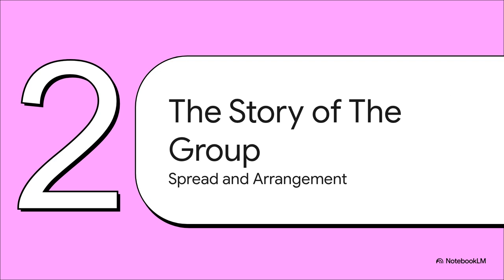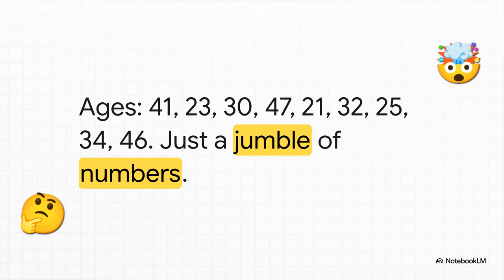Let's dig into the story of a group, where we really need to understand how all the different data points are spread out. So here's our next puzzle. We've got a list of ages from some gathering. Right now, it's just noise, isn't it? I mean, is this a young crowd, an older crowd, a mix? It's pretty much impossible to tell just by looking at this jumble. We need to find the story in here.